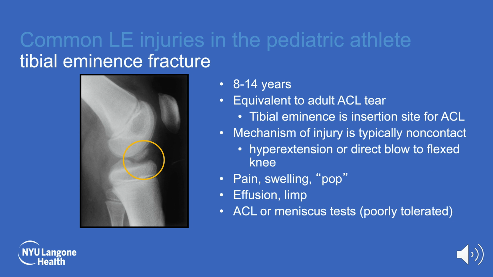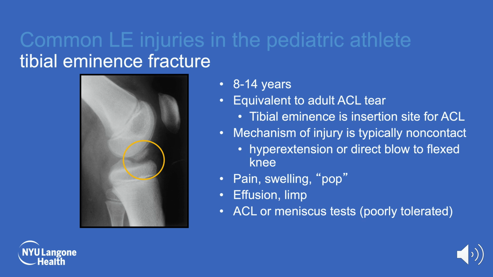So moving intra-articularly, this is I would say a quintessential pediatric sports injury, although we do see tibial eminence fractures in adults. This occurs usually between the ages of 8 and 14. It's considered to be the equivalent of a mid-substance ACL tear. As you know, the tibial eminence is the insertion site for the ACL in the knee. The mechanism of injury is typically non-contact, again, a hyperextension or direct blow to a flexed knee.